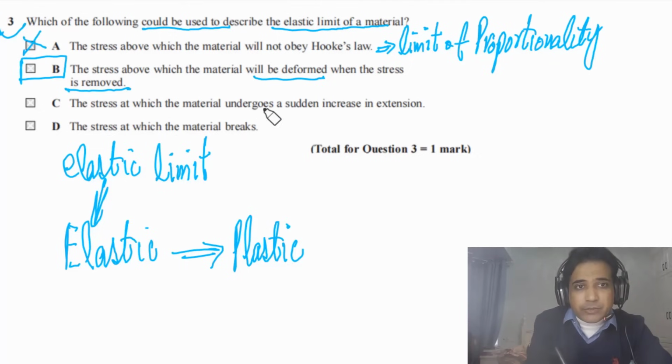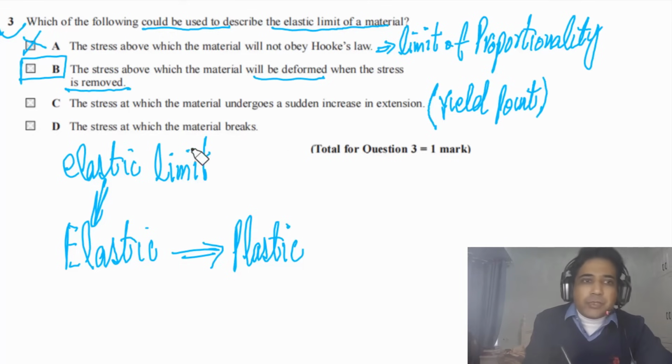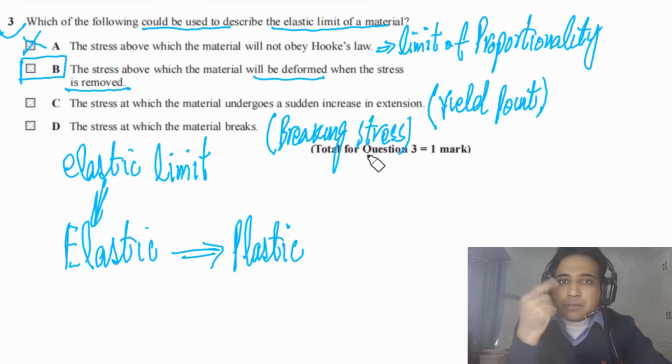The stress at which the material undergoes a sudden increase in extension is actually the yield point. The stress at which the material breaks is the breaking or fracture stress. So these are the points you need to understand. Elastic deformation means that if you take your finger and place it on your cheek, you see it deform, and then if you remove your finger, it comes back. So this is elastic deformation.